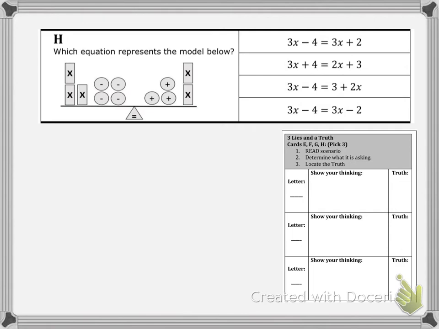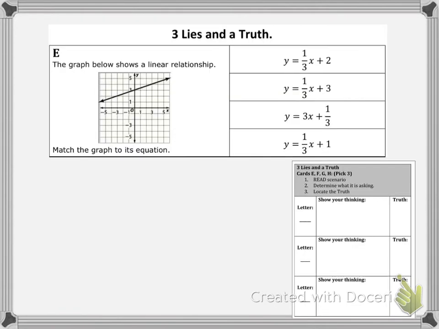H says not H. Let's look at E. E says the graph below shows a linear relationship. So to be linear means a straight line. Okay, so this is a straight line, and it says match the graph to its equations.